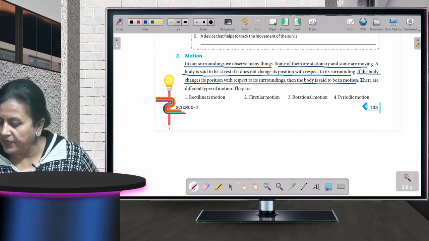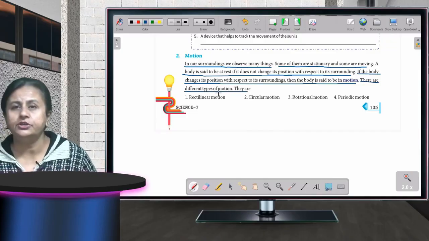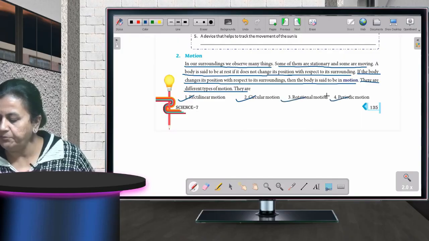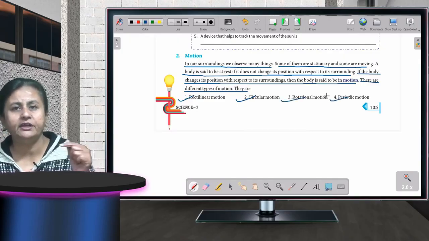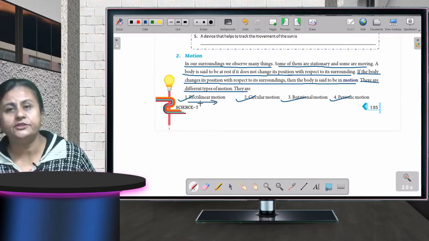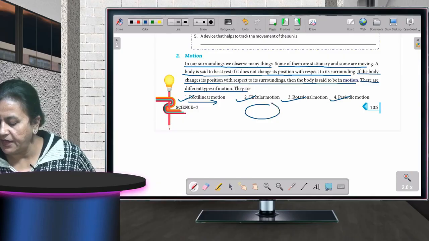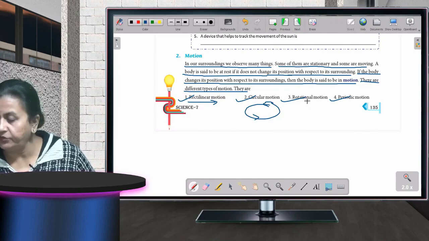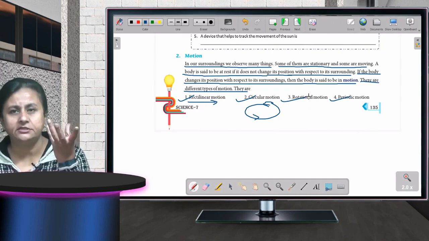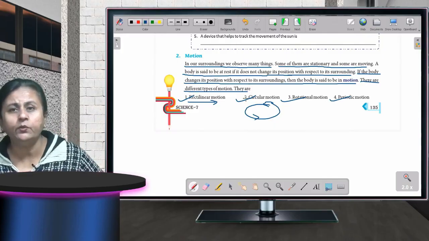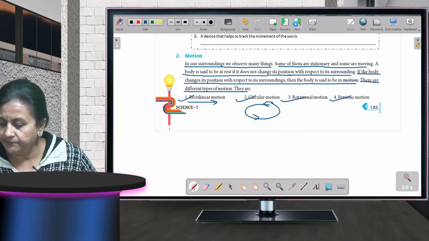Okay, there are different types of motion now. See, first is rectilinear, circular, rotational and periodic. Rectilinear means I am moving in one straight line. Okay, this is rectilinear if I am moving in one straight line. Circular, like I am moving in a circle. Fine, children? If I am moving this way. Rotational, okay, rotational if I am rotating like the earth rotates, its movement is rotating. Then periodic motion, at equal intervals of time. Fine, children? I'll explain this to you.